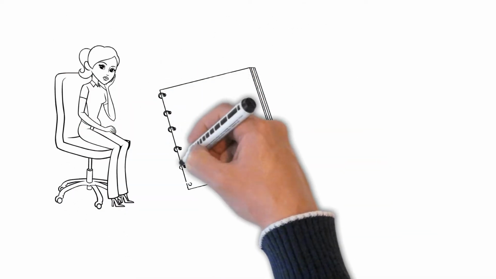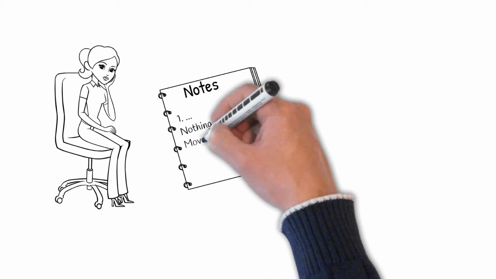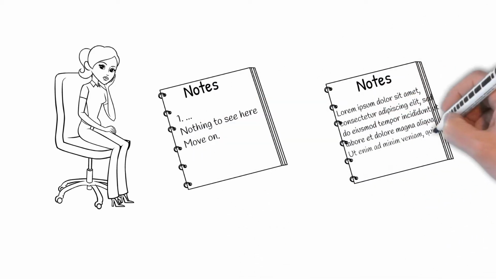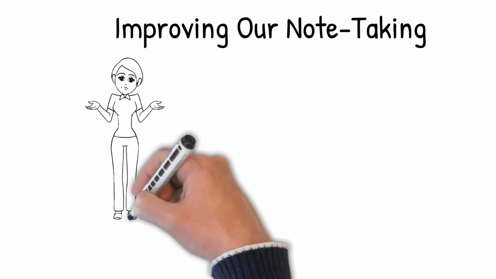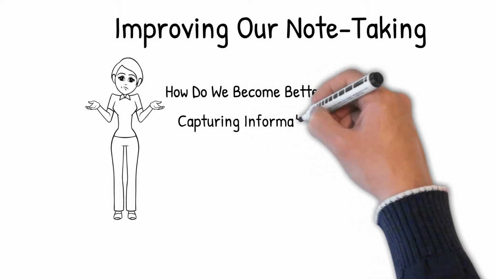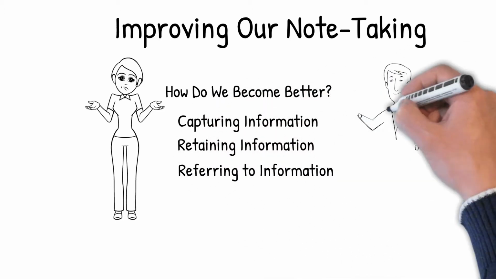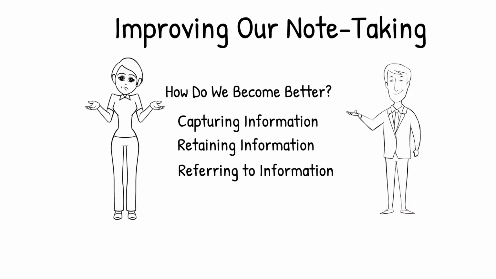We also make notes that we never refer back to, either because they are too shallow or they are too detailed, or we have no way of finding which note has what information. How do we improve this process so that we become better at capturing, retaining and reusing information? This article is an attempt to share some of the ways I have used to take down notes.